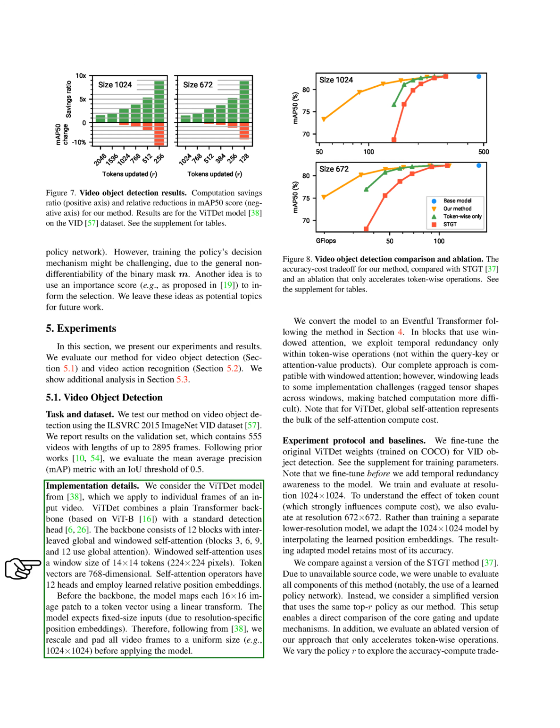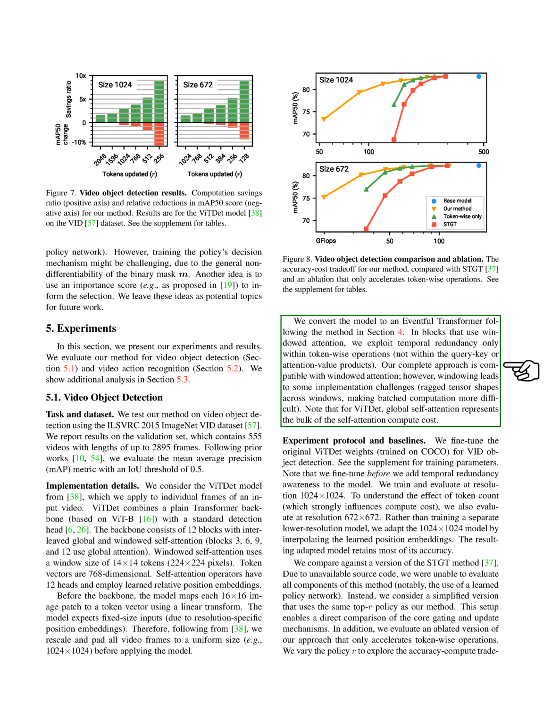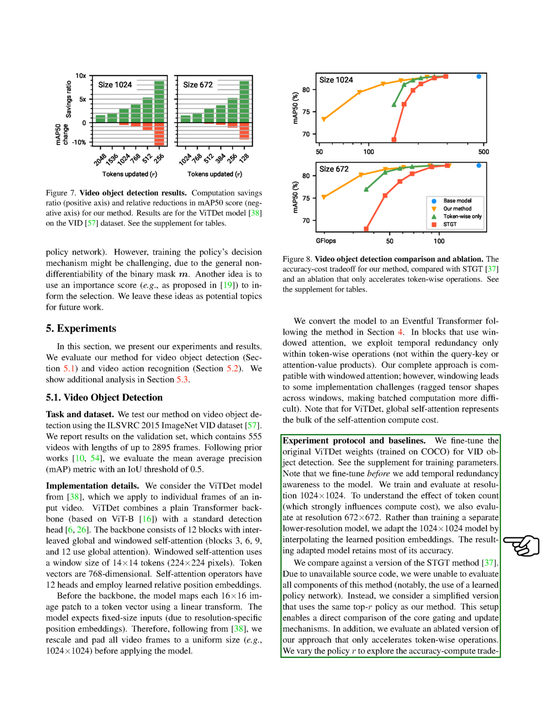The model maps each 16 by 16 image patch to a token vector using a linear transform. We converted the model to an eventful transformer following the method described earlier. We fine-tuned the original ViT-Det weights for VID object detection. We trained and evaluated at a resolution of 1024 by 1024. To understand the effect of token count, we also evaluated at a resolution of 672 by 672. We compared our method against a version of the STGT method. We also evaluated an ablated version of our approach that only accelerates token-wise operations.